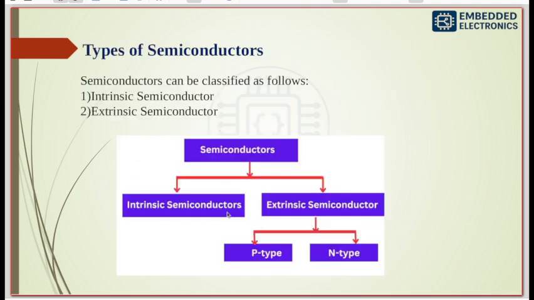So, types of semiconductors. There are two types. One is the intrinsic semiconductor and one more is the extrinsic semiconductor. In the extrinsic semiconductor we have two types, P type and N type.